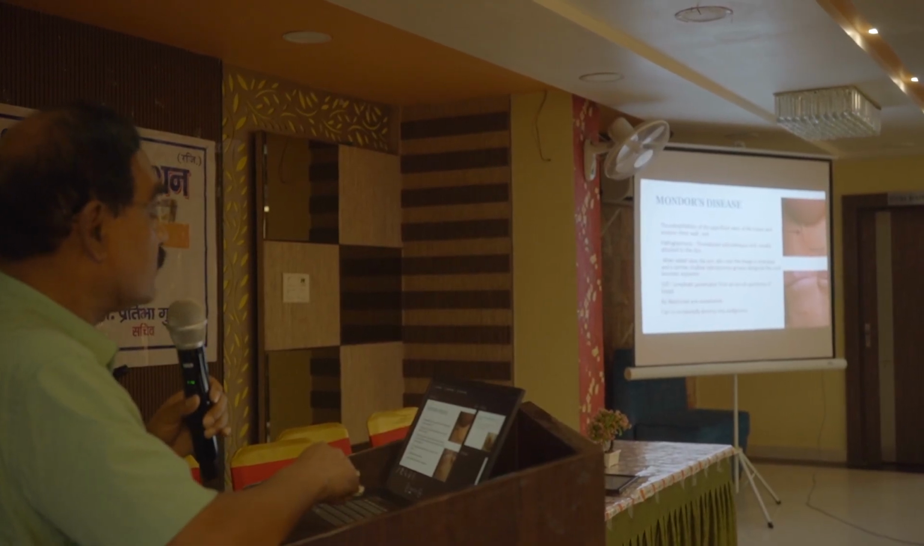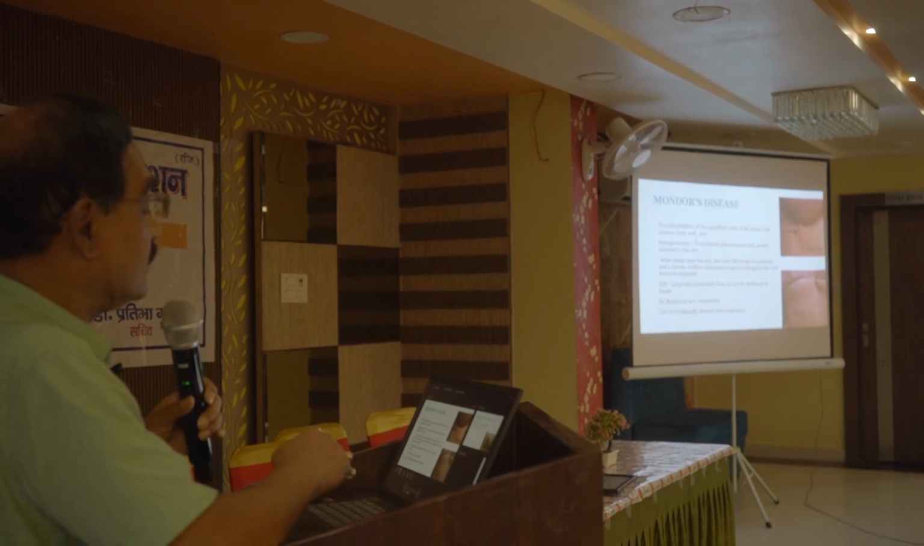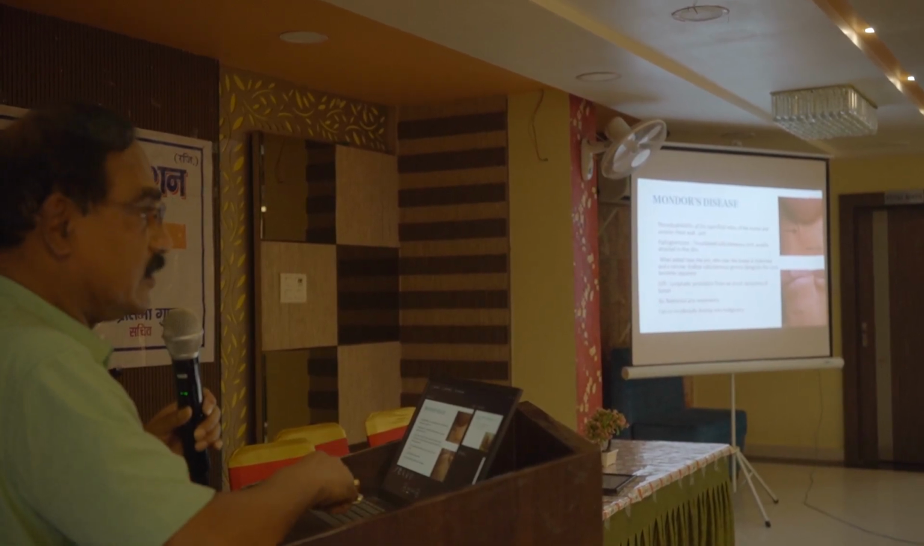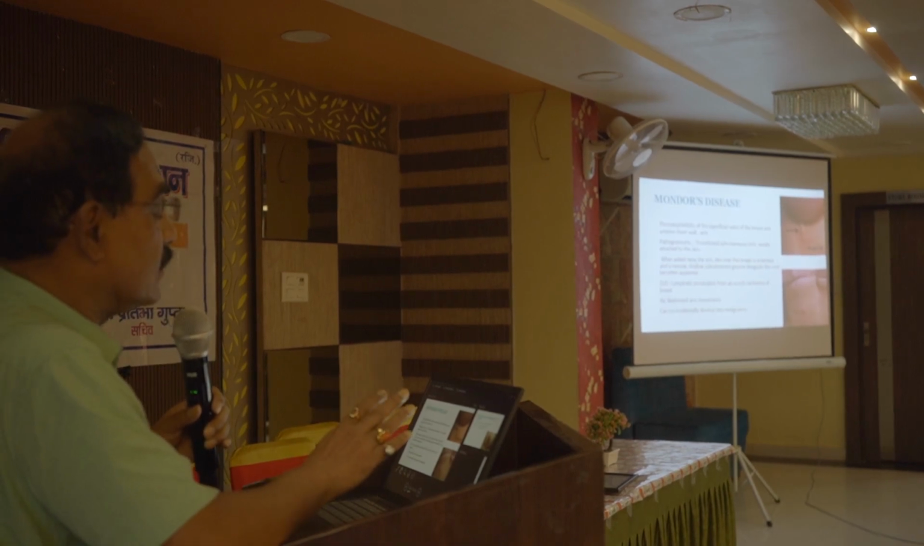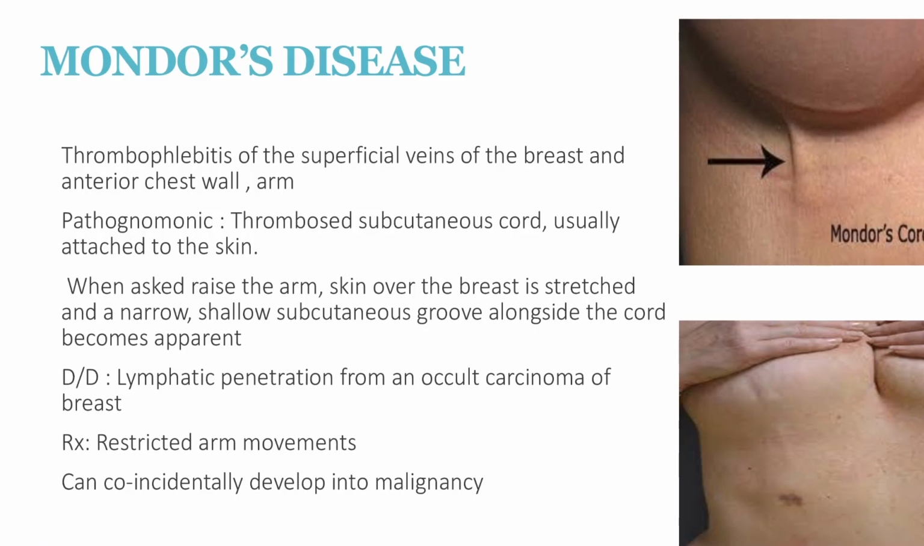The differential diagnosis to be made is lymphatic permeation from an occult carcinoma of the breast. Sometimes it looks like that, so one has to be very cautious in making the diagnosis. Coincidentally, it can also develop into malignancy.